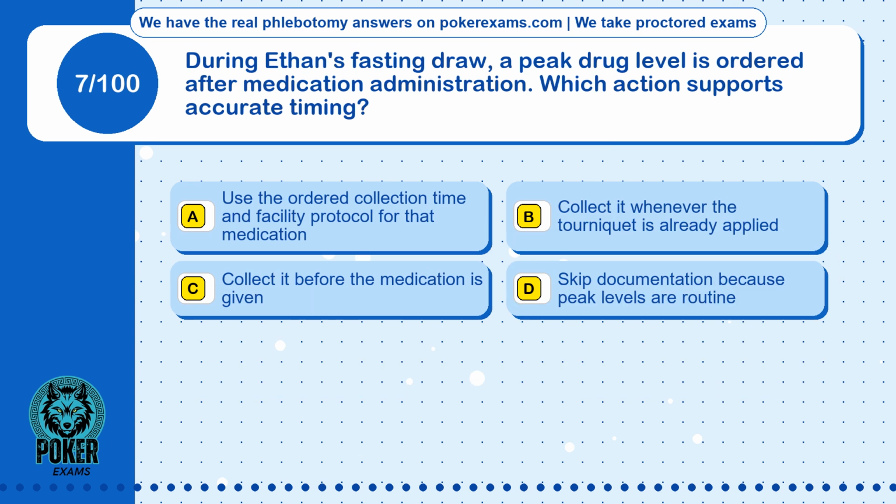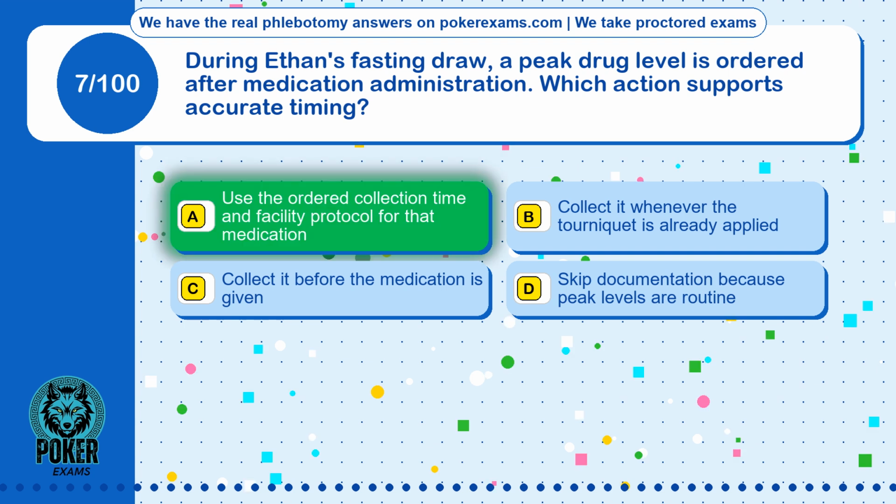Question 7. During Ethan's fasting draw, a peak drug level is ordered after medication administration. Which action supports accurate timing? Option A, use the ordered collection time and facility protocol for that medication. Option B, collect it whenever the tourniquet is already applied. Option C, collect it before the medication is given. Option D, skip documentation because peak levels are routine.